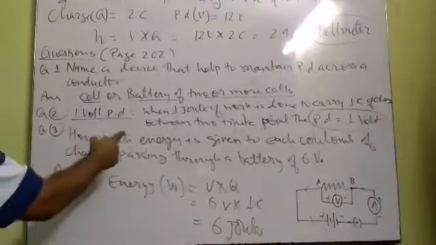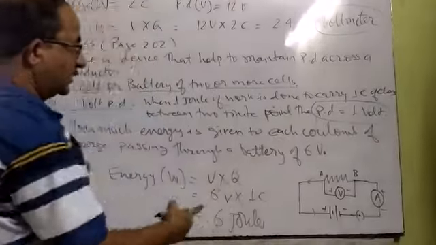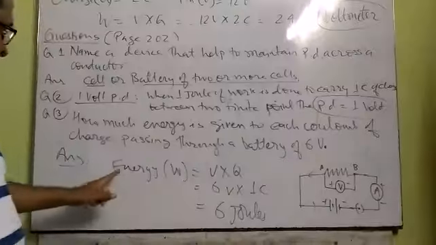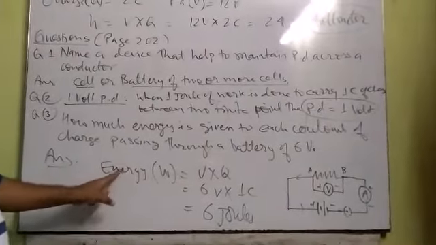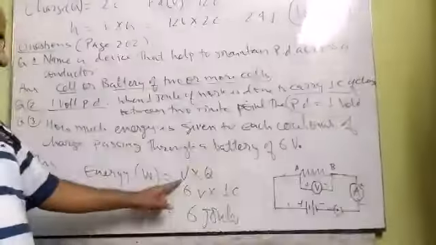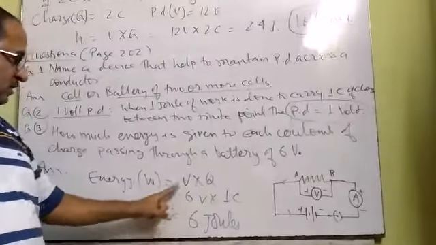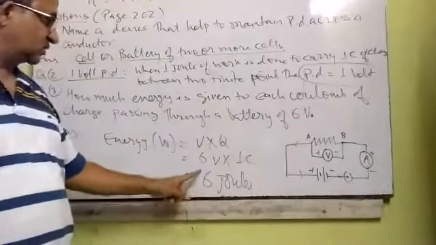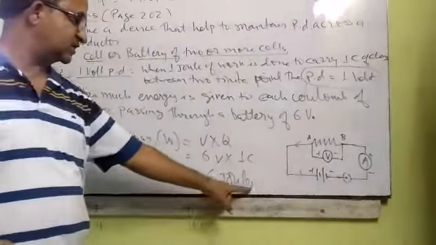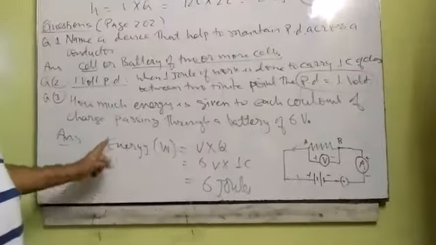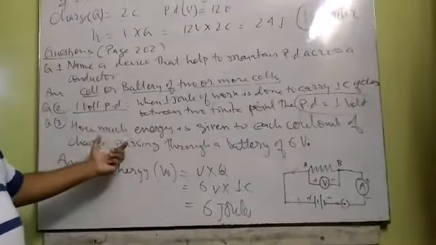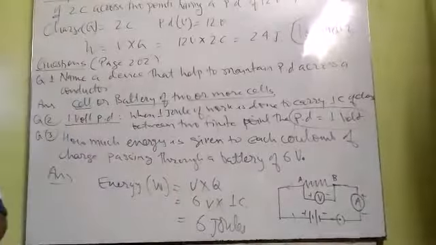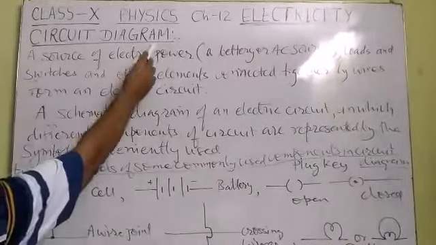Question number 3: how much energy is given to each coulomb of charge passing through a battery of 6 volt? For that, energy is needed. Energy means work done. The work done formula is W is equal to V into Q. The value of V is 6 volt. The charge is 1 coulomb, a single coulomb. So 6 into 1 gives you 6 joule of energy required to carry 1 coulomb of charge across a 6 volt potential difference. The next topic is the circuit diagram.